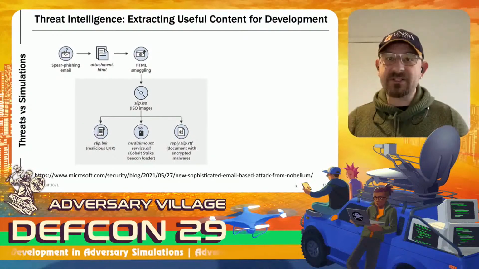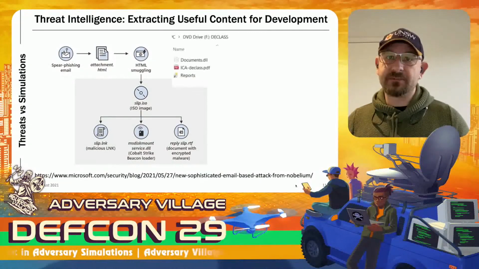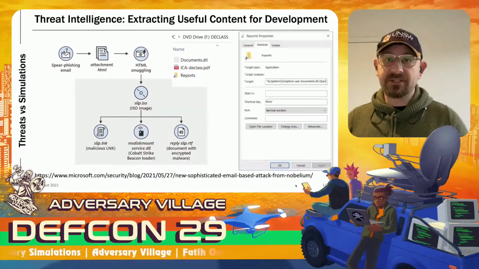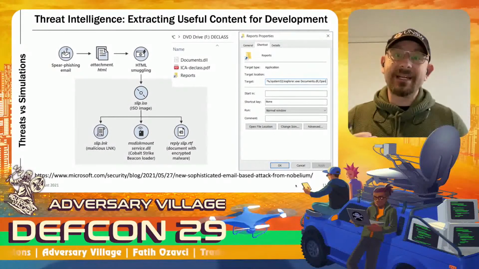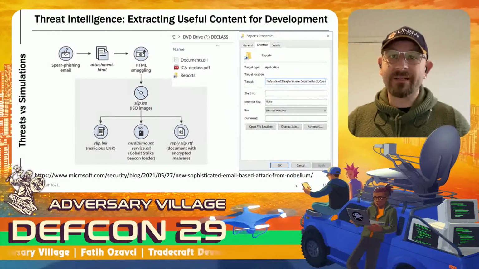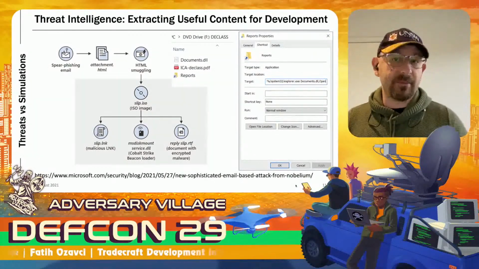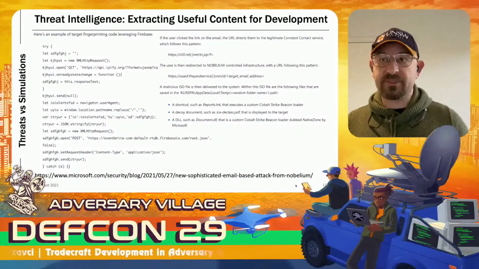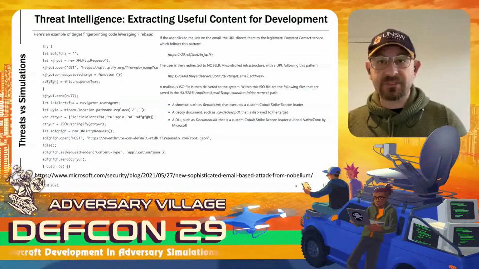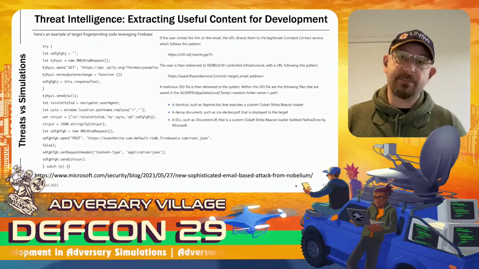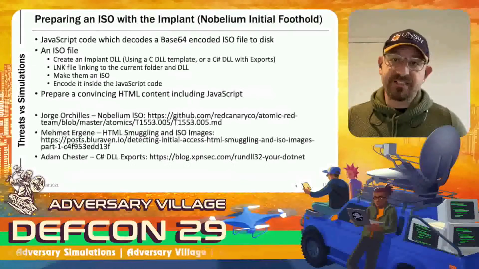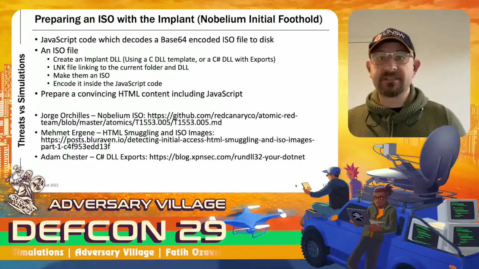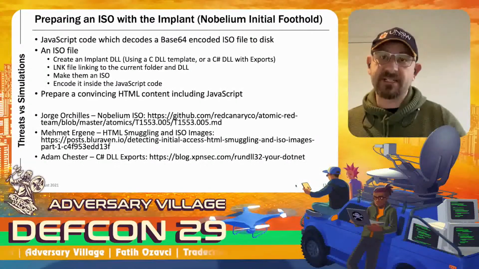But the intelligence report already gives you some information. For example, the ISO content or how this LNK file works. So you can see the commands and parameters there. Moreover, the script content and some additional information can also be used to develop this type of tradecraft. Finally, you are not alone. There are other specialists working on this type of stuff.